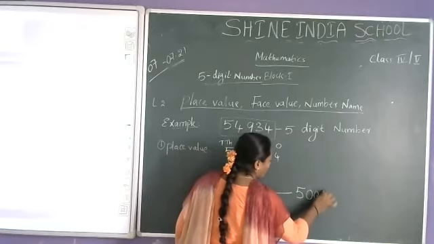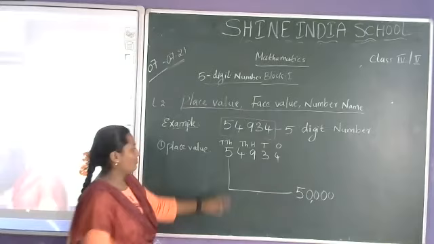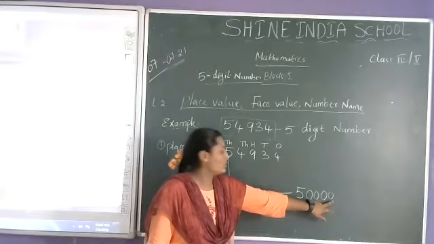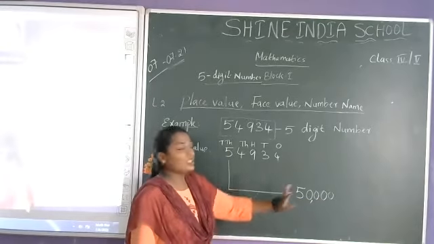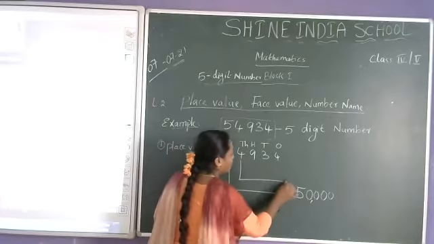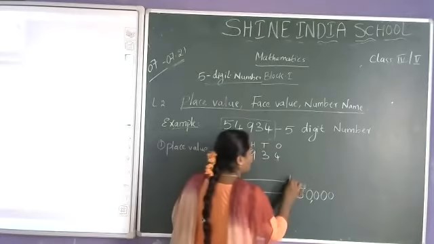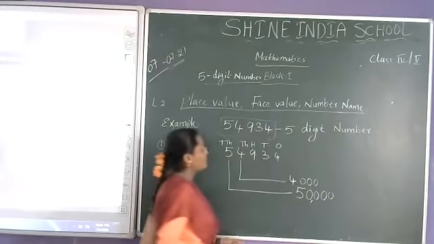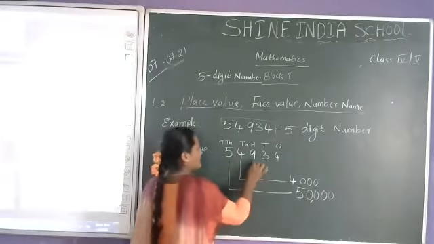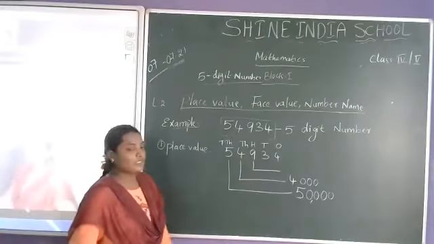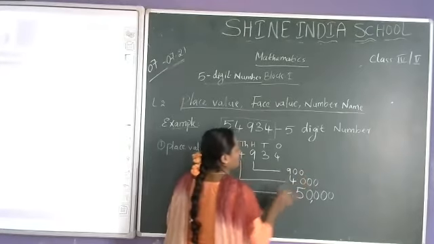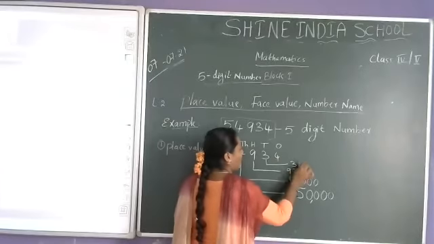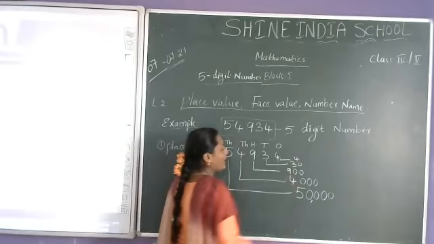5 is the number, and after it how many digits are there? 1, 2, 3, 4. So it is 50,000. Next, 4. After 4 how many digits are there? 3 digits, 1, 2, 3. So it is 4,000. Next, 9. After 9 how many digits? 2 digits. So it is 900. Next one, 3. After 3 how many digits are there? 1 digit, so it is 30. Next, 4, directly 4.